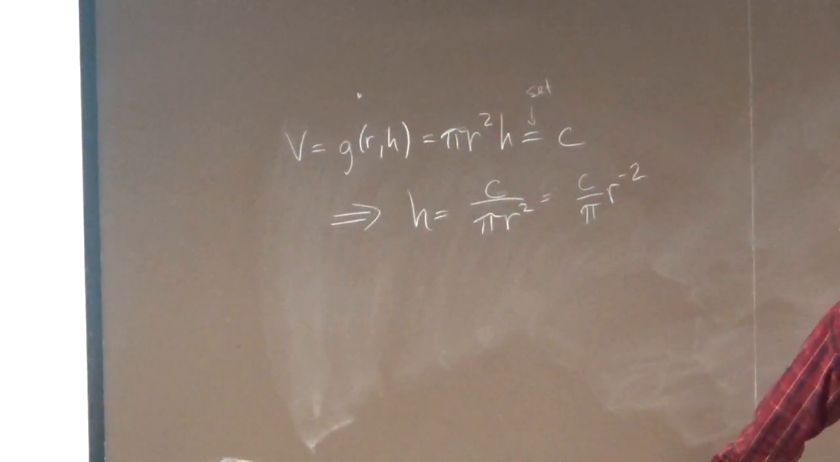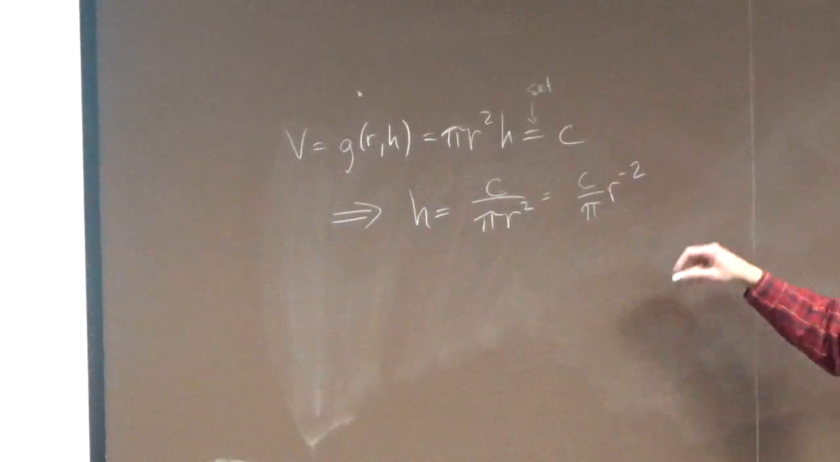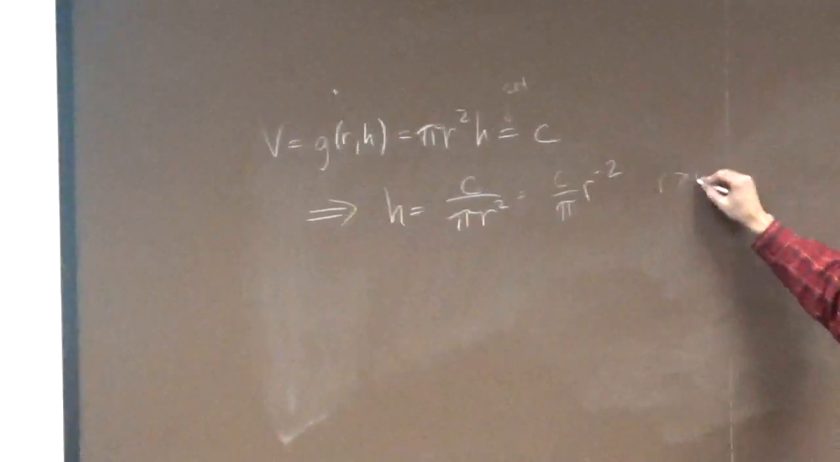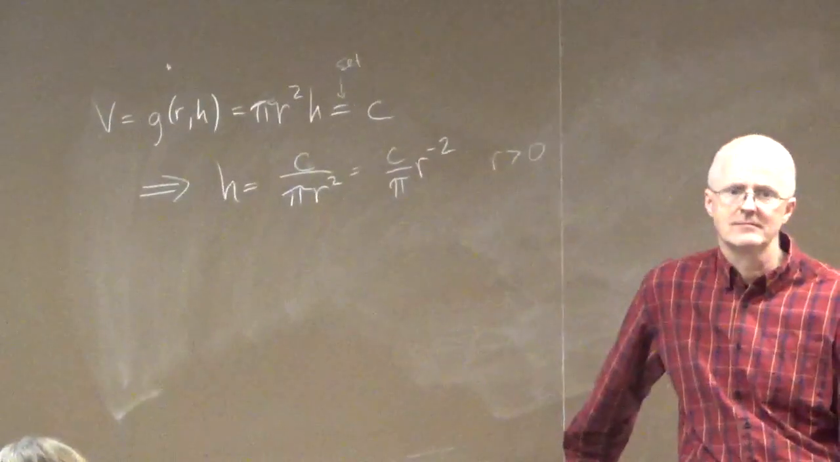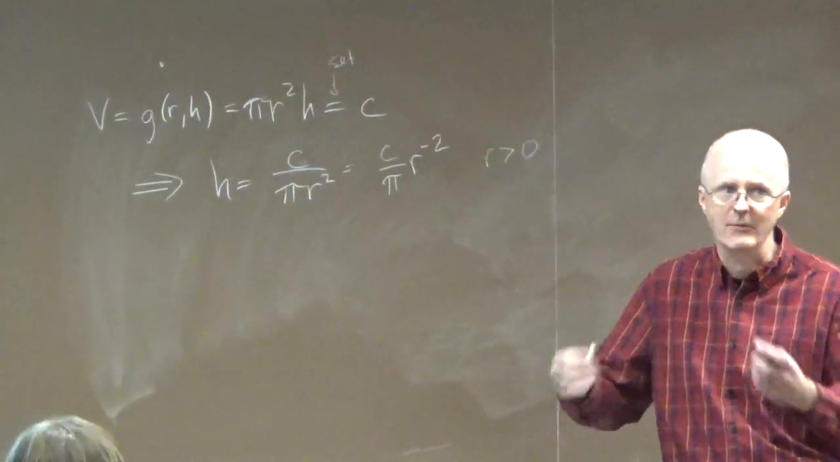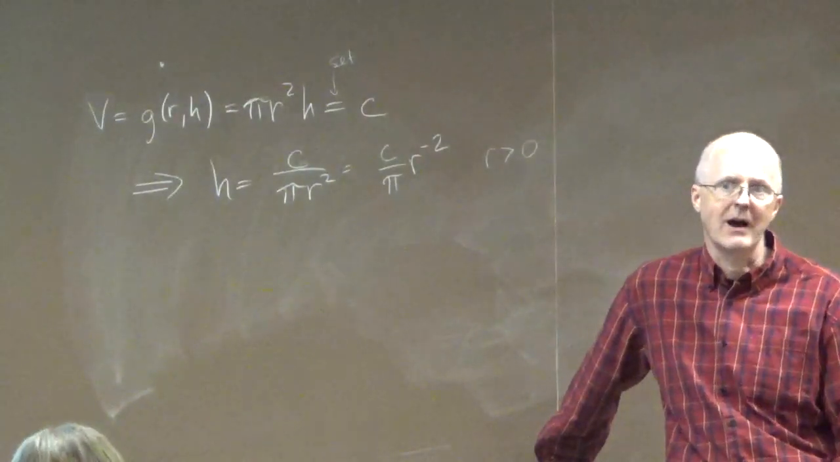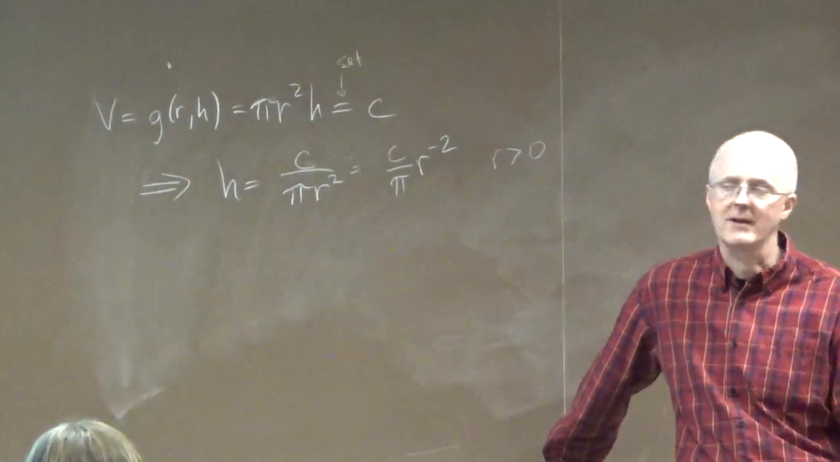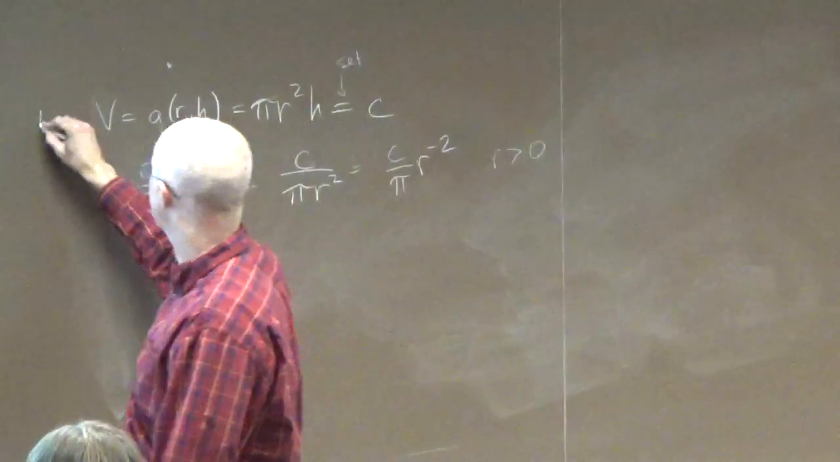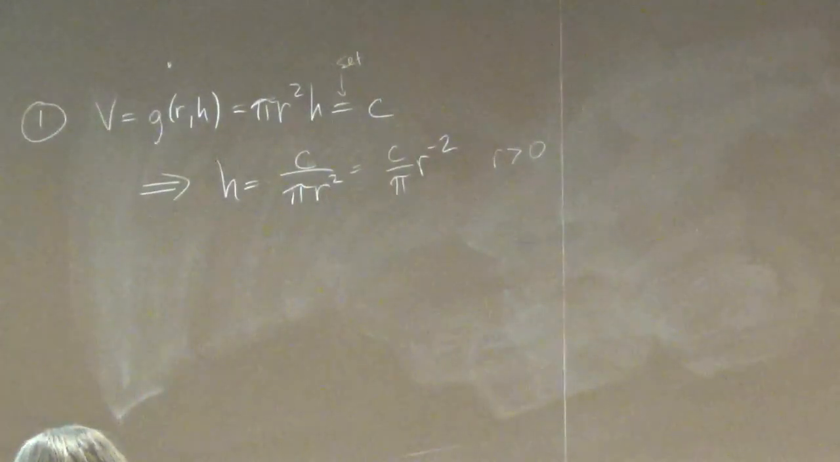What kind of domain would have to be true for this? Well, radii can't be 0. They can't be negative. r would have to be positive. And h would have to be positive as well. That's the first step. Step one. What's the second step?